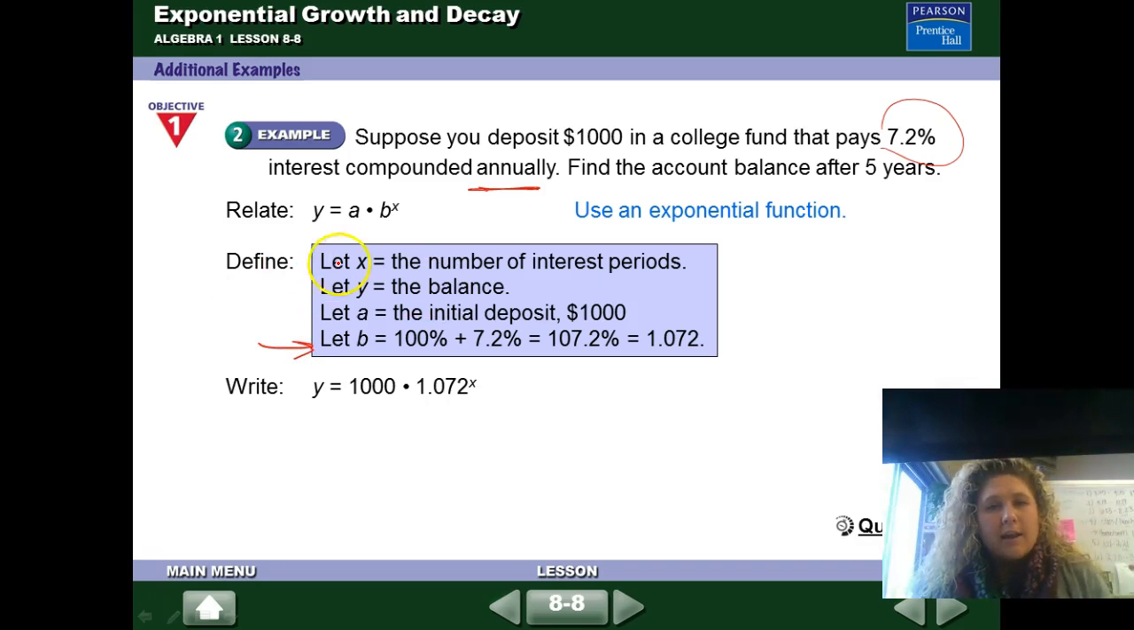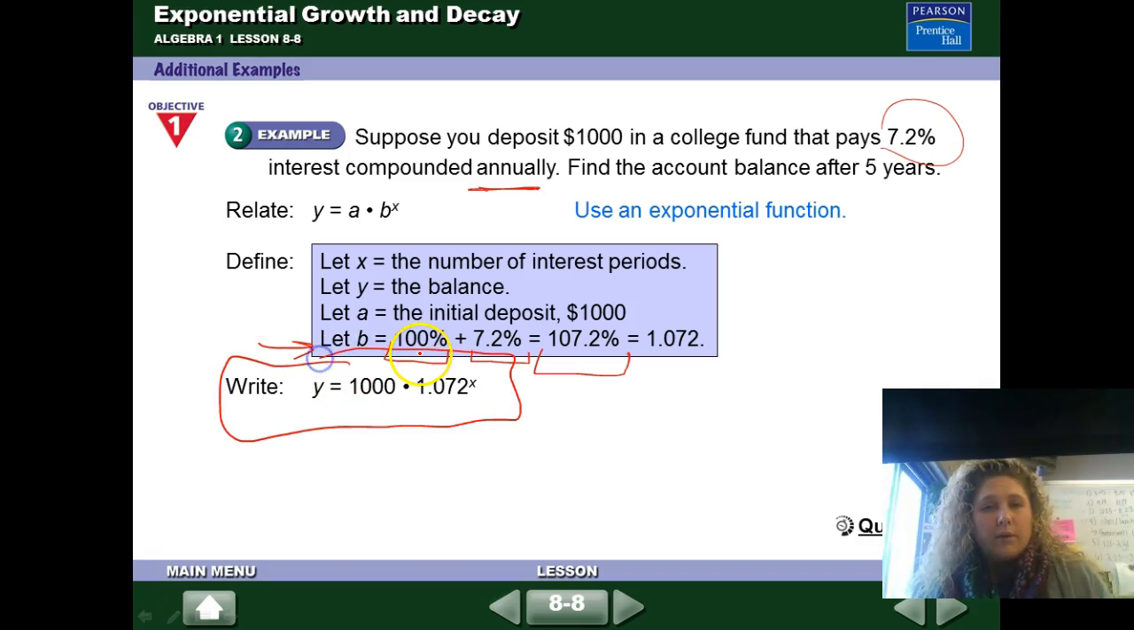is, once again, taking what you have, 100% of the amount that's in your bank account, 100% of that plus another 7.2%, because that is the amount of money you're going to receive because of your interest. So 100% of your account plus the 7.2%. We add them together, we're going to get 107.2. Move my decimal to get rid of the percent. And here's the equation we came up with.